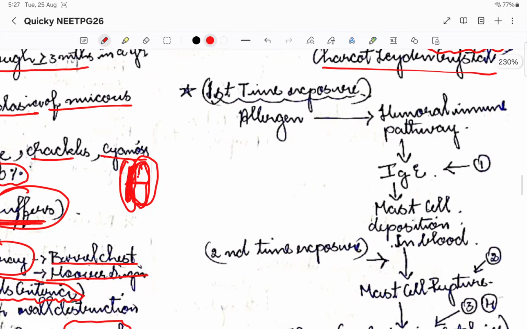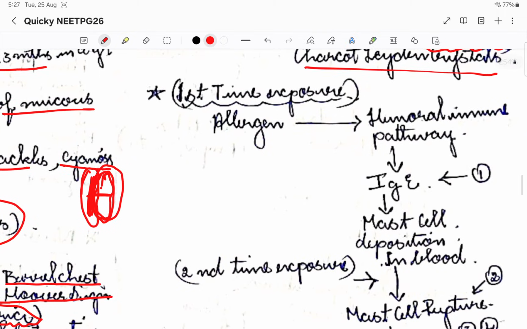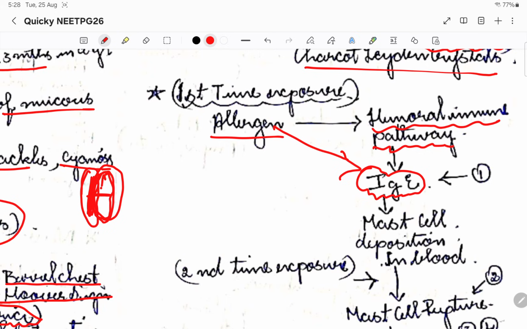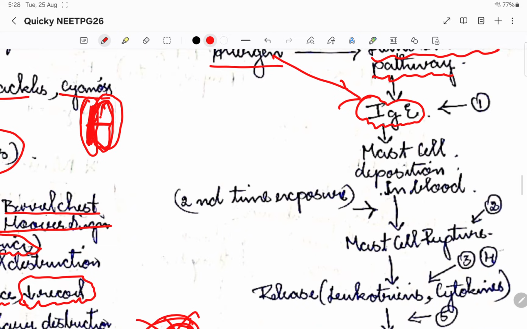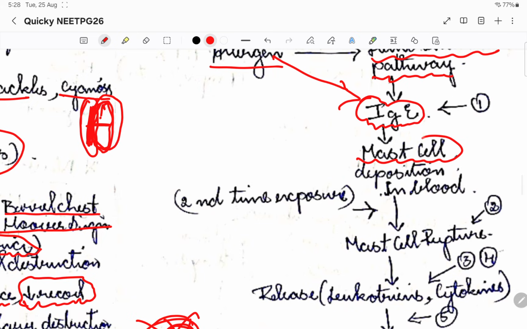Basically, this is the first exposure. An allergen comes, so the humoral immunity pathway is activated, meaning all the antibodies are generated by the plasma cells. IgE is generated because it is an allergy, right? Allergy will be E. This IgE will activate mast cell deposition in the blood. This was the first-time exposure, and nothing exaggerated happens in our body.